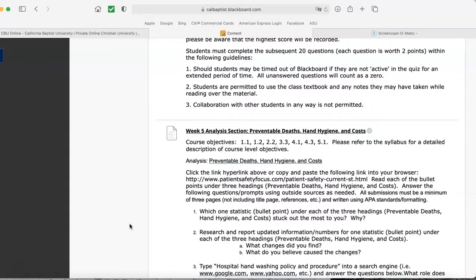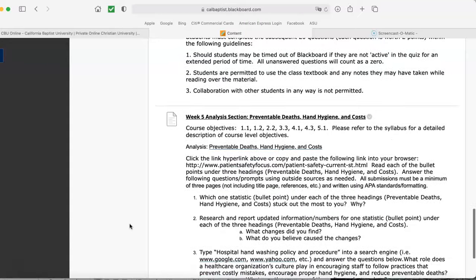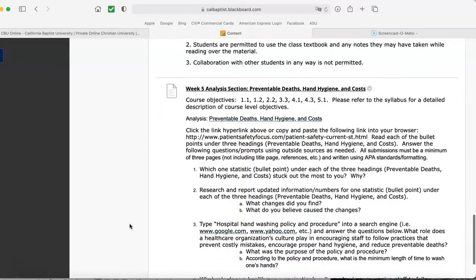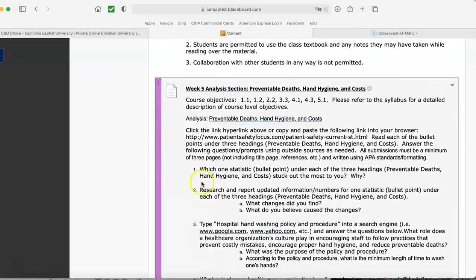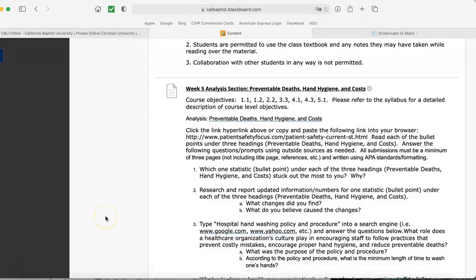Also this week we have an analysis section on preventable deaths, hand hygiene, and cost. So please make sure to take a look at this. There's a link right here, patientsafetyfocus.com. And you want to read each of the bullet points under the 3 headings, preventable death, hand hygiene, and cost. And then answer the following questions.